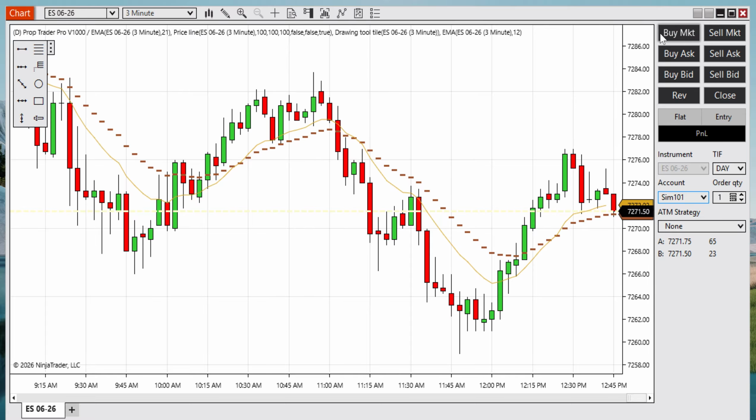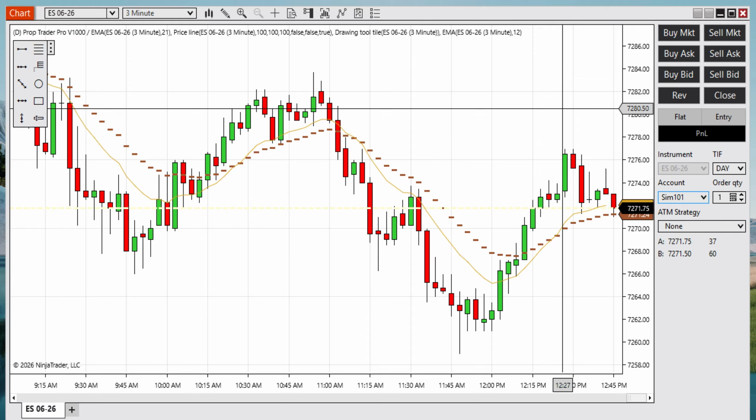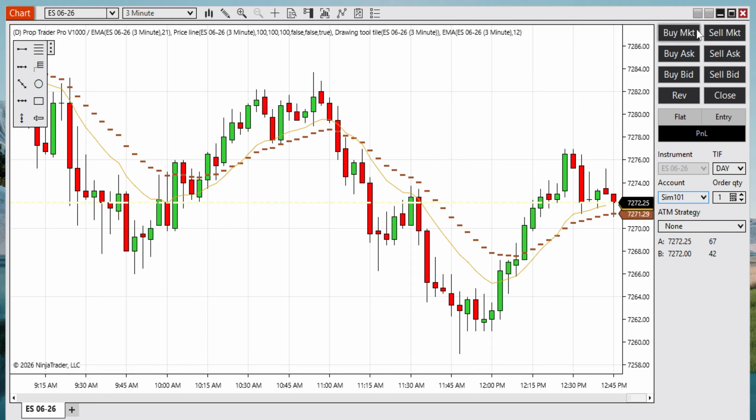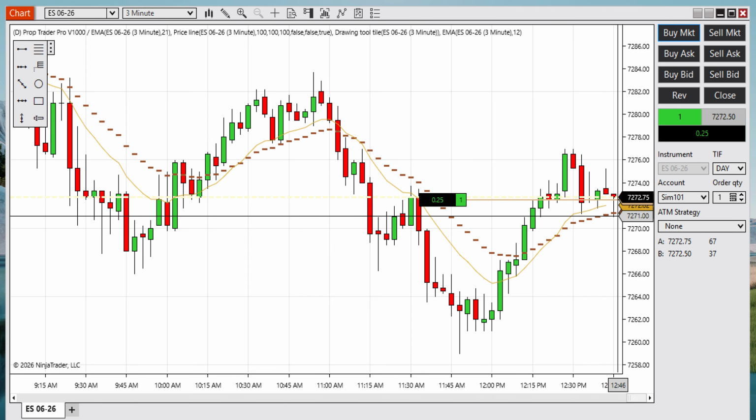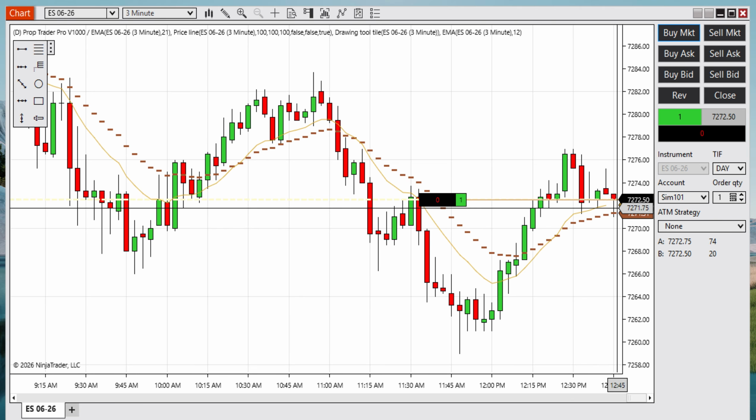Okay, here, since we are on sim 101, this is a simulation account, so we are just going to try all these buttons. What does buy market do? Let us say I click on this button, buy market. Okay, so it entered a trade in buy market.